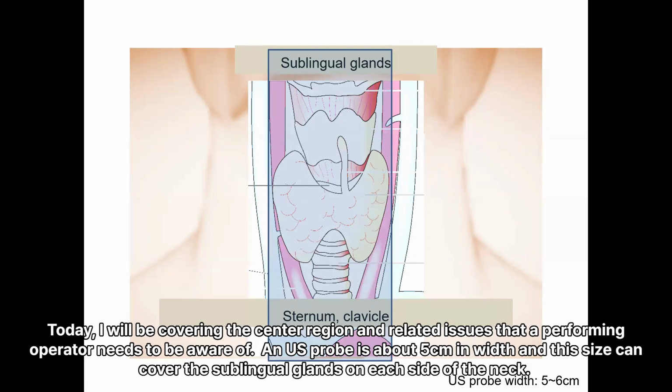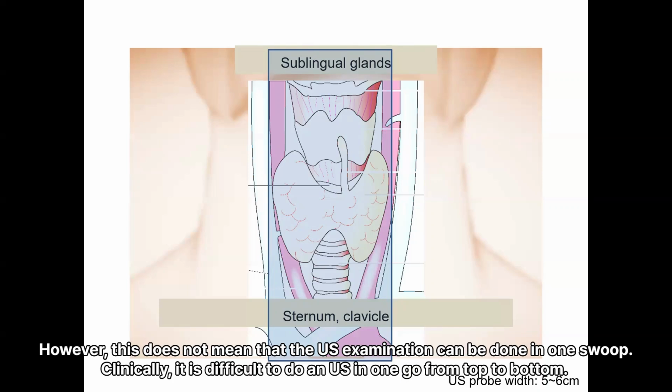Today, I will be covering the center region and related issues that a performing operator needs to be aware of. An US probe is about 5 cm in width, and this size can cover the sublingual glands on each side of the neck. However, this does not mean that the US examination can be done in one swoop. Clinically, it is difficult to do an US in one go from top to bottom.